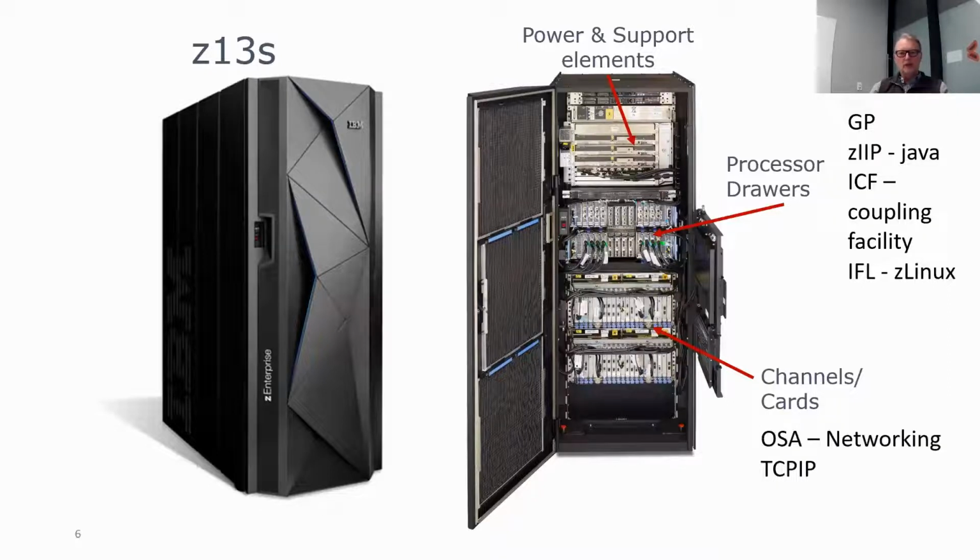All right, so down here in the bottom, in the channel cards, what we have primarily is an open system adapter, or an OSA card. That's just a network card for the mainframe. Prior to even TCP/IP being widely available, the mainframes had their own proprietary networking protocol called SNA.